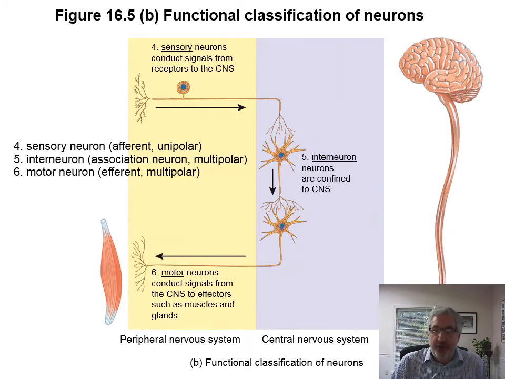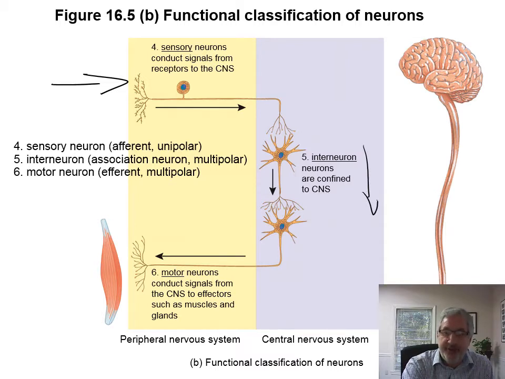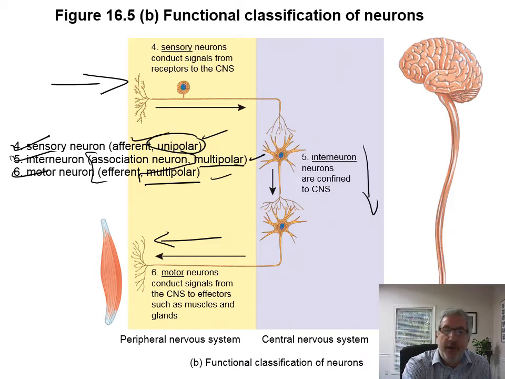So here's the functional classification of neurons. You have a sensory neuron bringing a signal in, and then you have interneurons, which are only in the central nervous system. Then you have a motor neuron taking the signal back out. So a sensory neuron is afferent, and it's unipolar. An interneuron is multipolar, and a motor neuron is also multipolar. So the association and the efferent neurons are both multipolar. The afferent sensory neurons are unipolar, almost all of them, except for the ones in the nose and eye. Those are bipolar. Next slide.